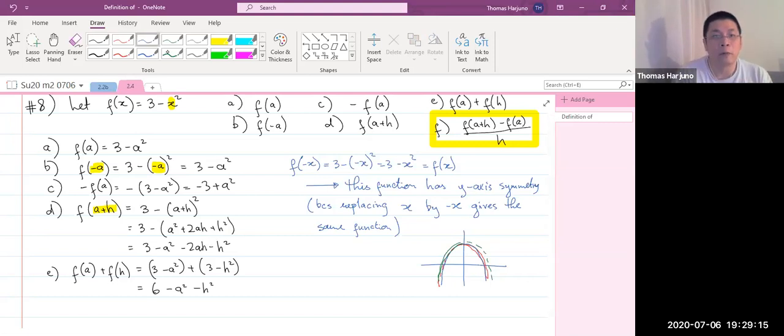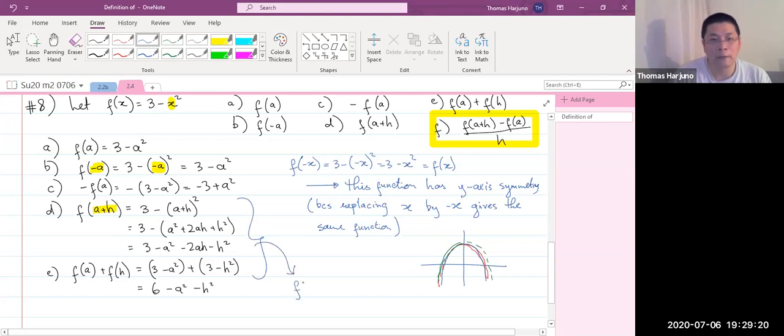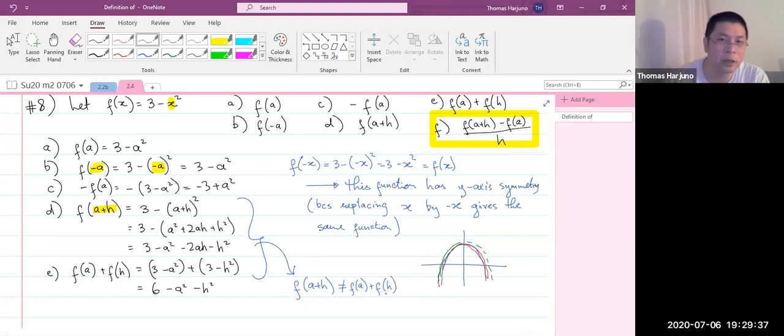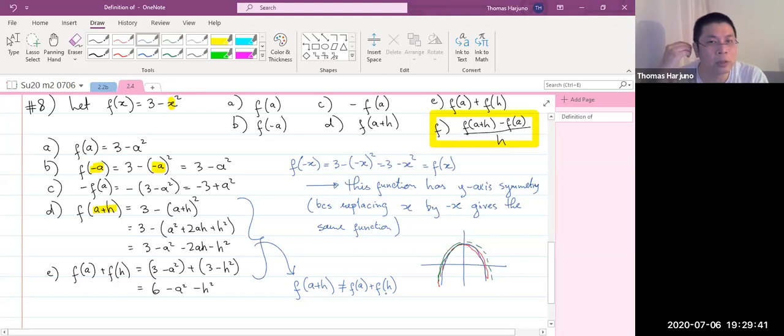Now, from part D and E, you notice that f(a plus h) is not equal to f(a) plus f(h). Okay? We cannot just split it. We cannot just see that function as a distribution. No, we cannot.